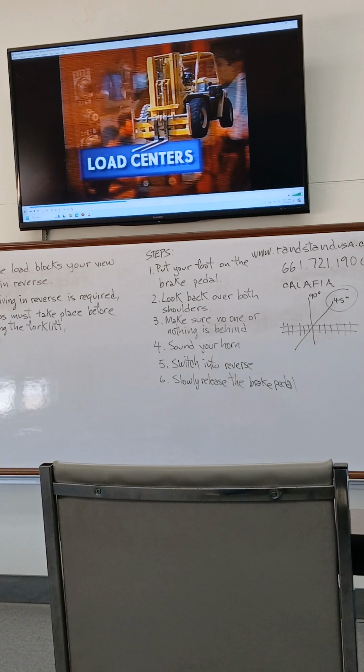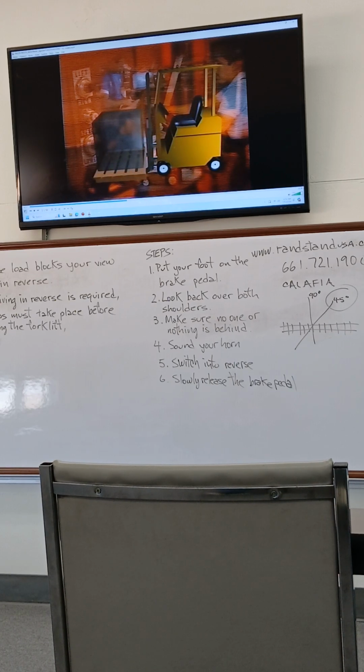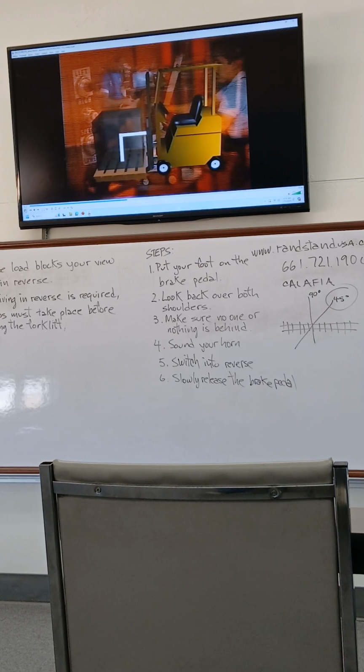Load centers. Before we explain what all this means, let's explain load center. The load center of a forklift is the distance measured from the center of the load to the vertical face of the forks. If you have a pallet that is 48 inches by 48 inches, and you have an evenly distributed load on this size pallet, you have a 24-inch load center.